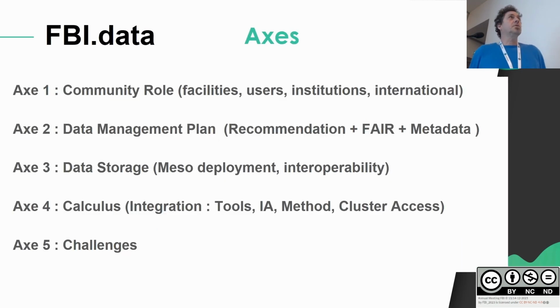So what is the mission that we have in this part? We divide it into five different axes. The first one is the role to the community, of course to the core facilities, but also the institutions, the international part, etc. The second one is to help users and engineers with the data management plan. I will talk shortly about that. The third one, which takes a lot of time for us, is data storage: to have a generic solution for data storage. The fourth axis is calculus, and I will say only a few things on that because it will start mostly in the next years. And the last one is on organizing challenges.